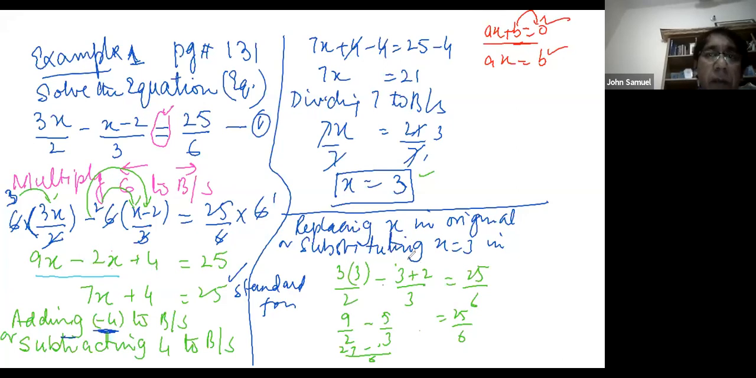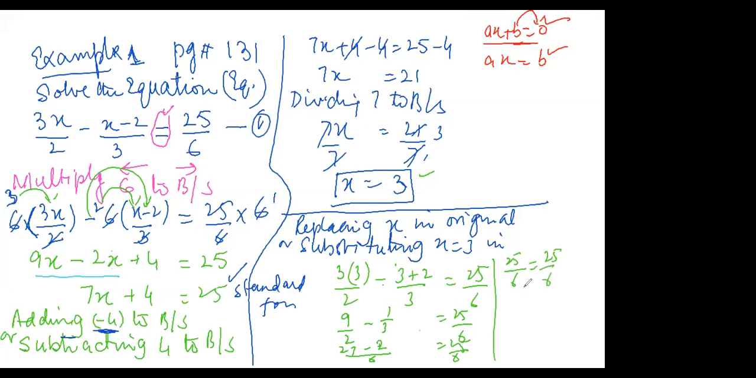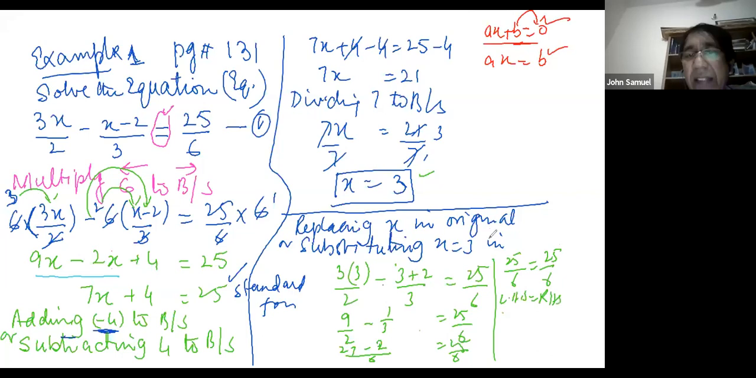Minus 1 upon 3, so 3 twos are 6, and 2 one times 2. So what will we get? We will get the remaining 27 minus 2, 25 over 6, and similarly 25 over 6 on the right side. So the left hand side is equal to the right hand side. This is just the checking of this one. You can even write this is checking.